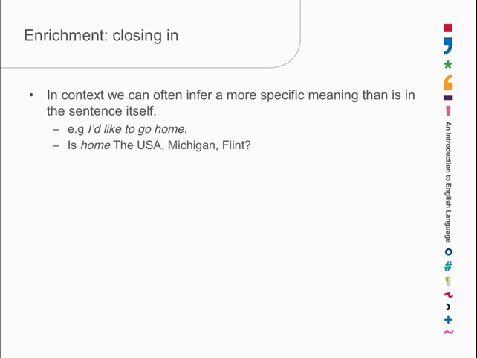So in a way, enrichment is a way of closing in on not just the assignment of a referent, but also the exact referent. It could be the USA, it could be Michigan, or it could be Flint, the town of Flint in Michigan. So we can think of this as closing in on a more specific referent. Depends on what is inferred from the context.